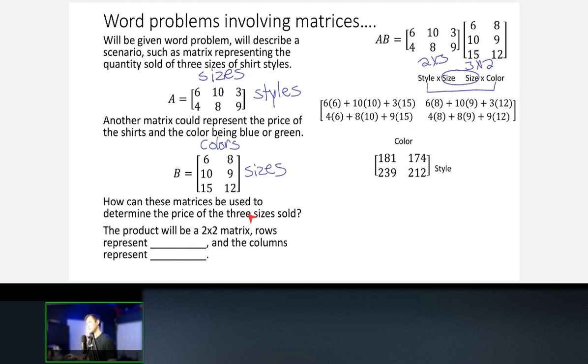Probably the hardest one on this test, just because word problems are notorious for being difficult for a lot of people. But you really need to break it up. You need to label stuff and just take it a step at a time.